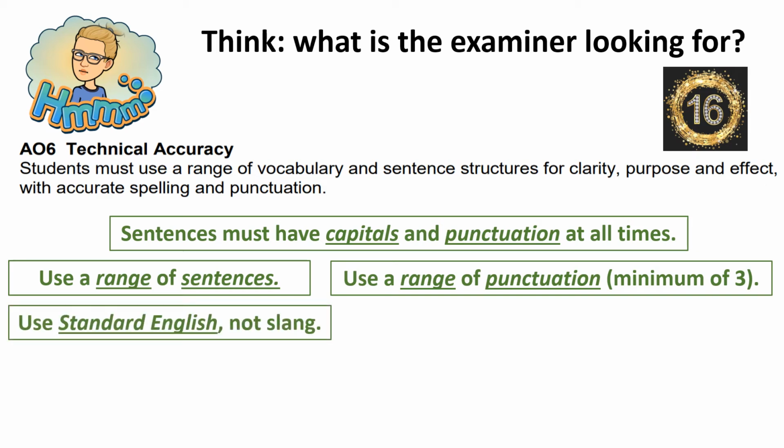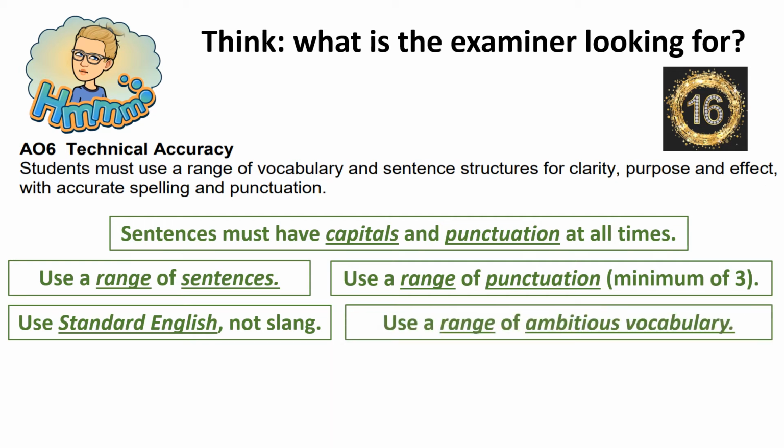Standard English, not slang. So we don't want slang words. You need to make sure you are writing clearly. And use a range of ambitious vocabulary. We've already had our ambitious vocabulary in AO5. It also counts in AO6. So vocabulary is really important. Use a range of it.